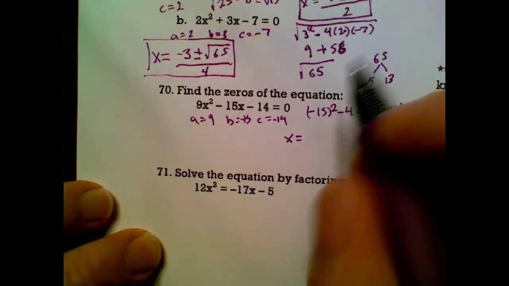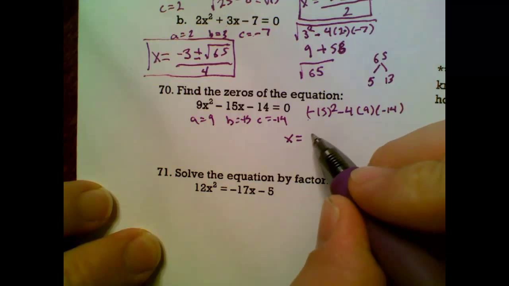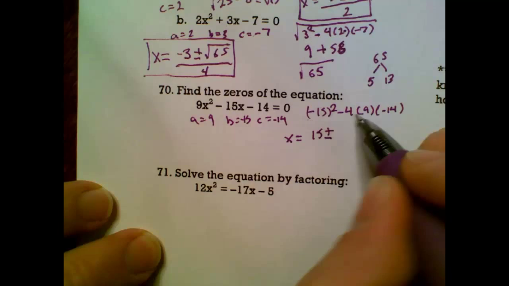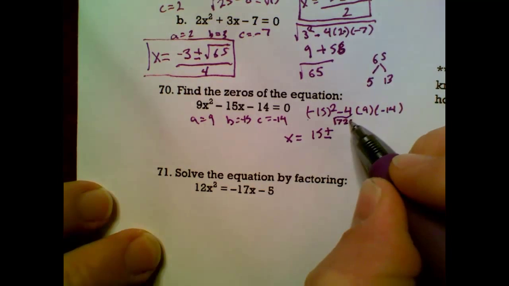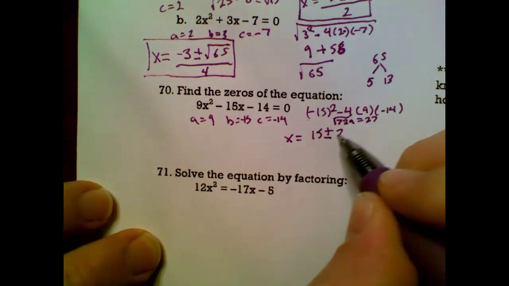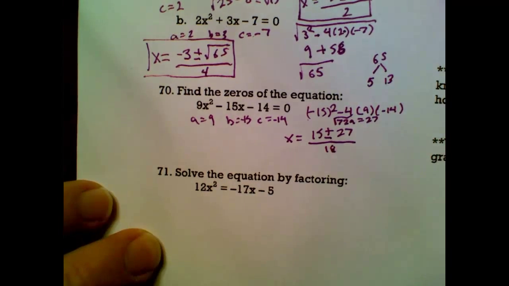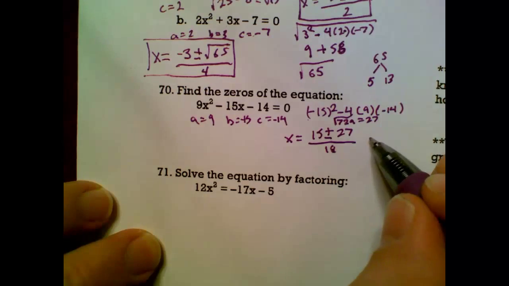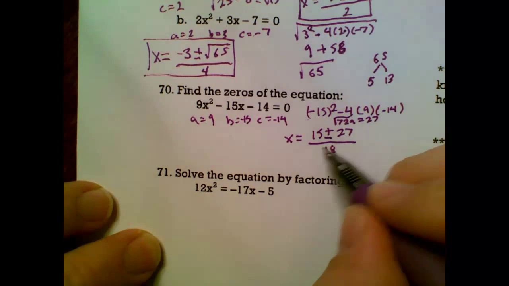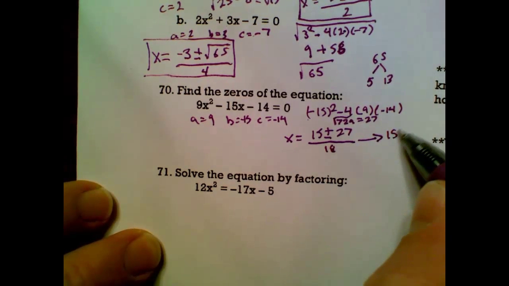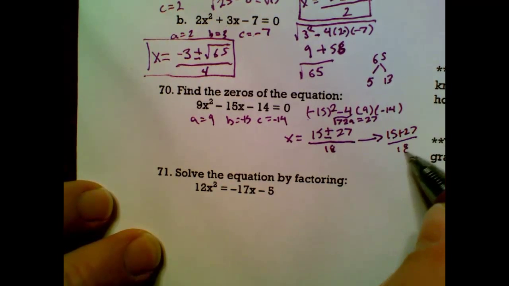Okay, so x equals -b, so 15, plus or minus the square root of 729, which is equal to 27. So this is 27, all over 2 times a, over 18. So we're going to break this up into 2 ways. We're going to do the plus and then do the minus. Let's do the plus up here. So we've got 15 plus 27 over 18.